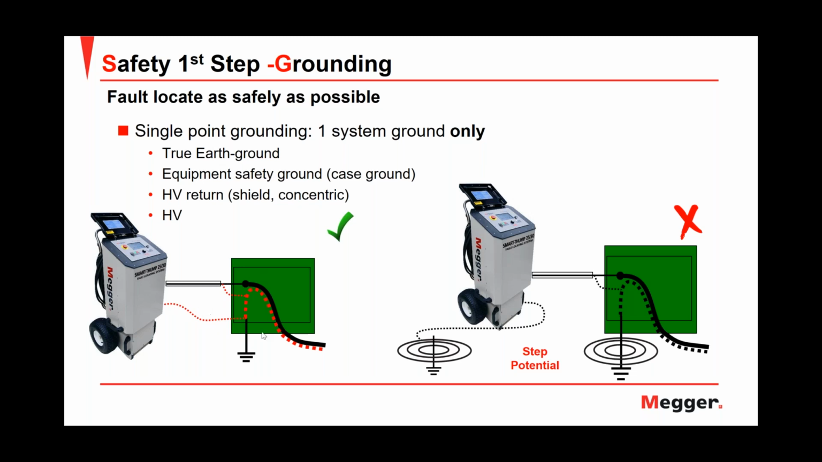If you see the picture on the right, we don't have the same situation. In the picture on the right, the concentric or the neutral of my cable is not at the same potential as the safety ground of my thumper. So what could happen in this case is that I can have a step potential. And if I am the person standing in the middle, I could suffer a step potential discharge. And this is something that I want to avoid. For this reason, it's very important that we have the condition shown in the picture on the left: one system ground only.